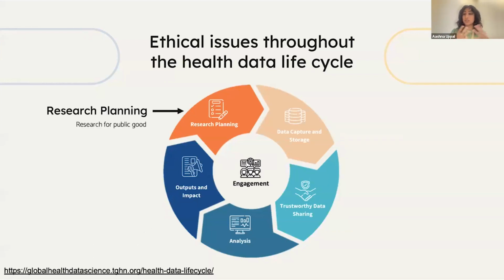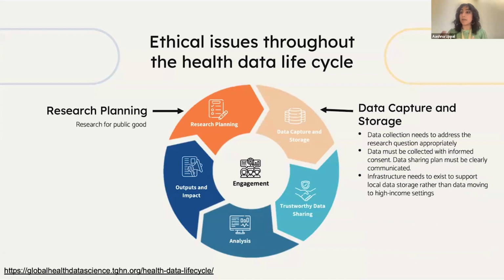So for example, under research planning, undertaking research for public good is an ethical obligation. As well, during data capture and storage, data collection must address the research question appropriately and be collected well to facilitate good research. Data must also be collected with informed consent. As well, infrastructure needs to exist, ideally, to support local data storage rather than data moving from low and middle income countries to high income countries during research.